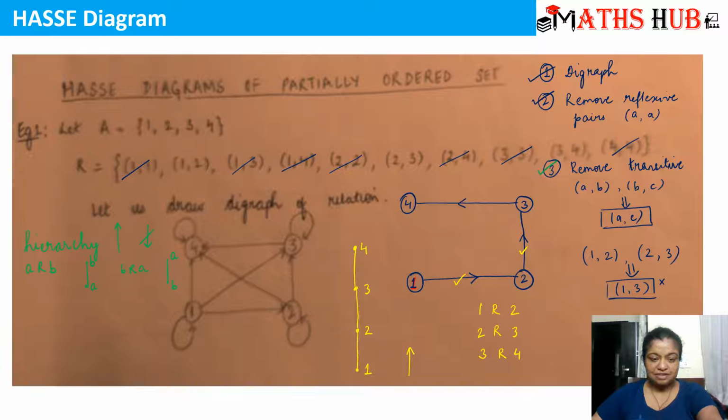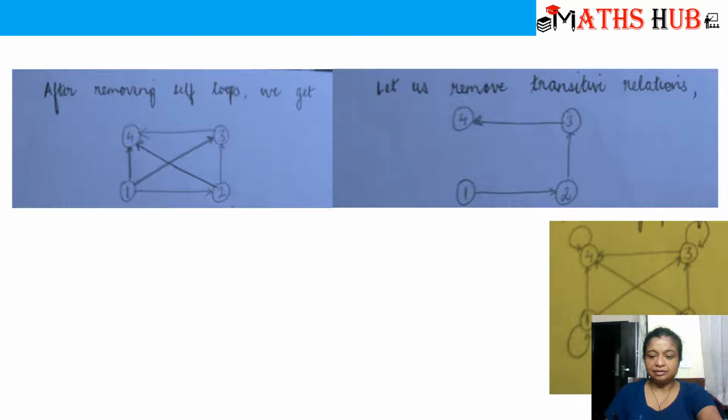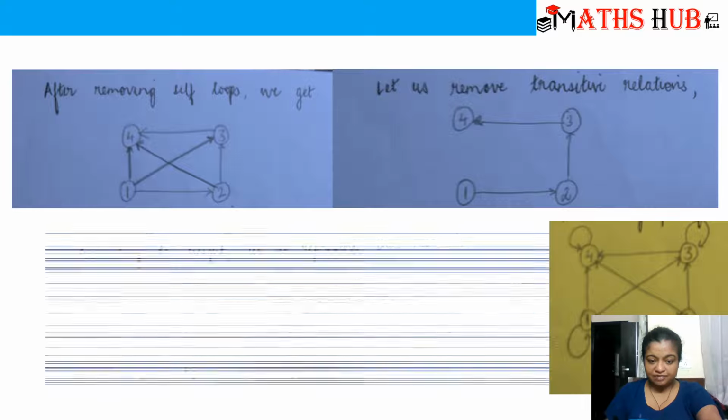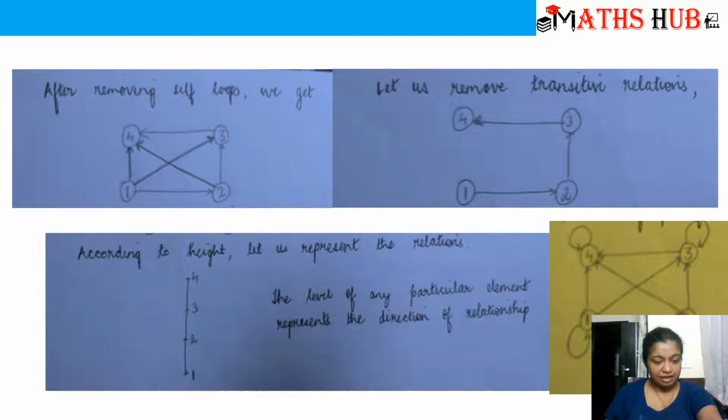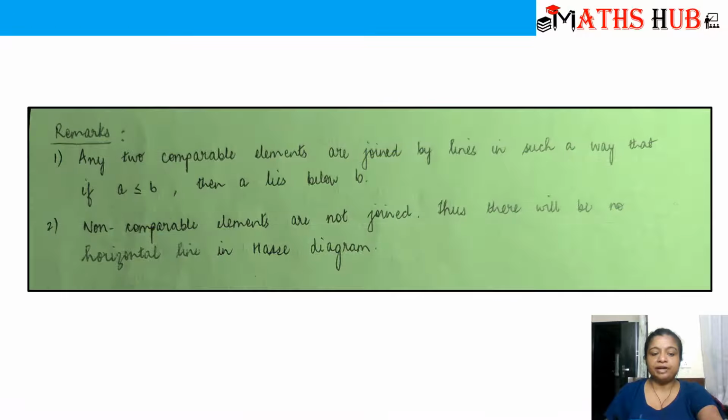I hope the first example is clear. So let's discuss a few more examples so that this topic is very clear to you. So these are just the steps explained: after removing the transitive relations, which pairs are left, and then how do we draw the diagrams, right? So now let's see the next one.